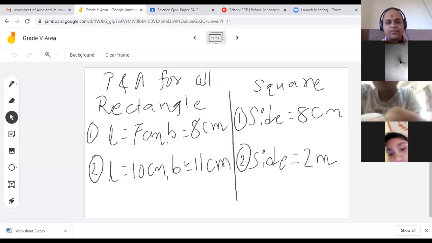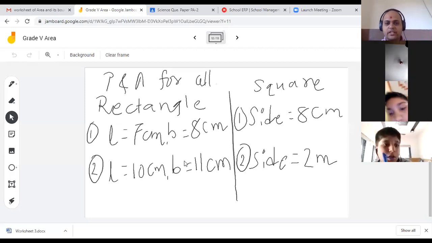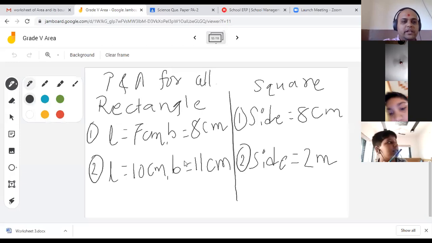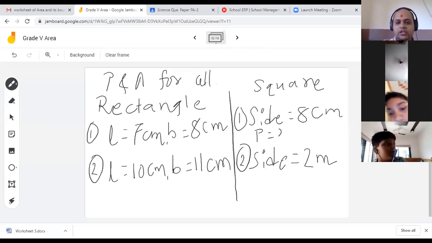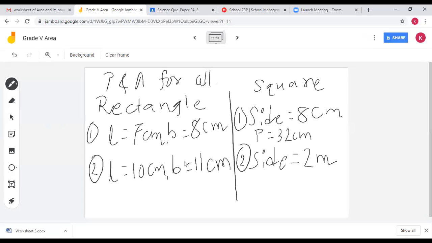All right, everyone. So these were the examples I had given you as homework. Obviously, we will do the perimeter answers quickly so that you know what the answer is. Perimeter is going to be 32 centimeters, and area for this one was going to be 64 square centimeters.